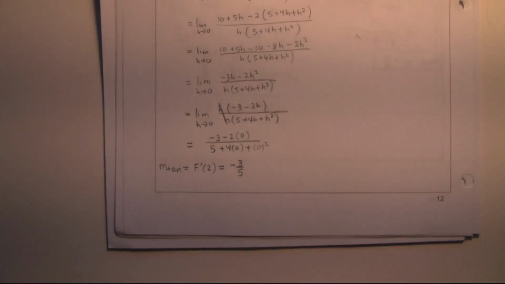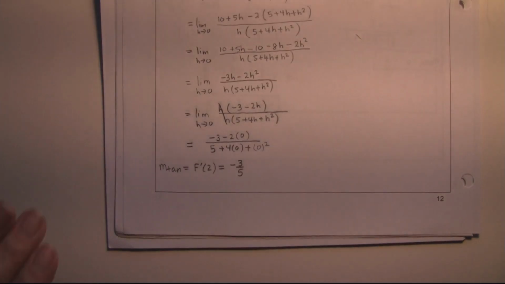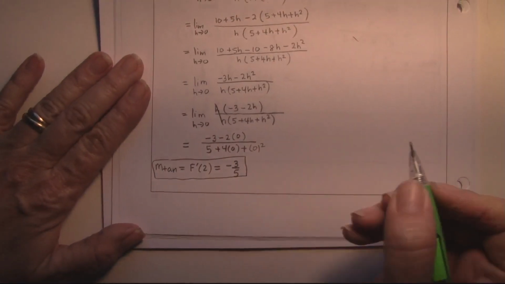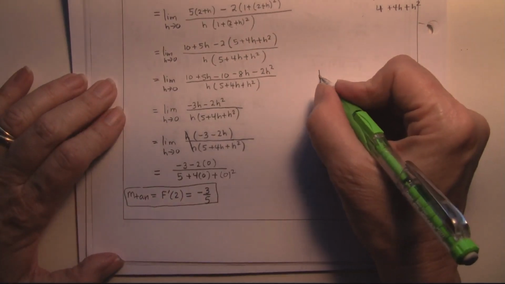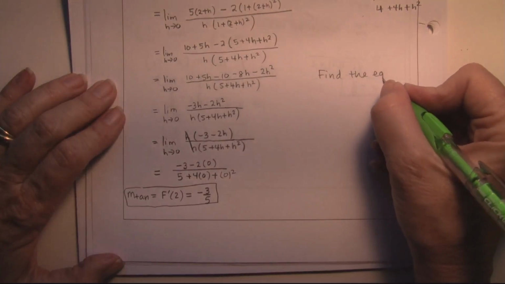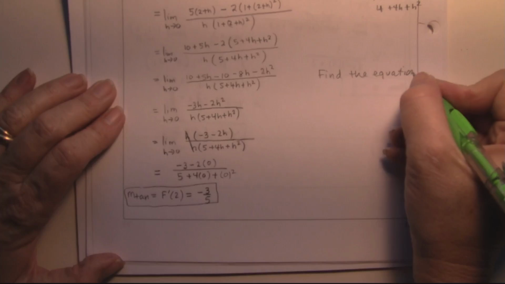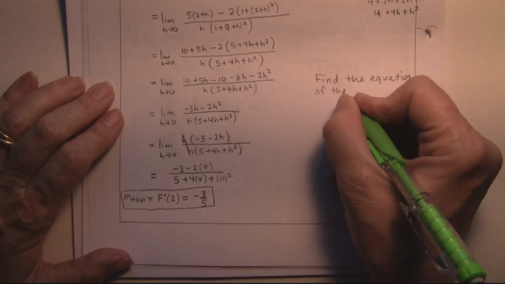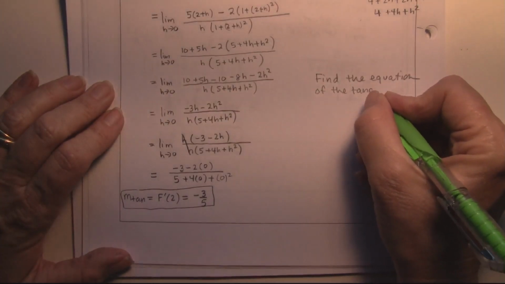So that was the first thing they asked me to find. Then they asked me to find the equation of the tangent line. So I'm going to put a box around this because they asked me to find it. And then they asked me to find the equation of the tangent line.